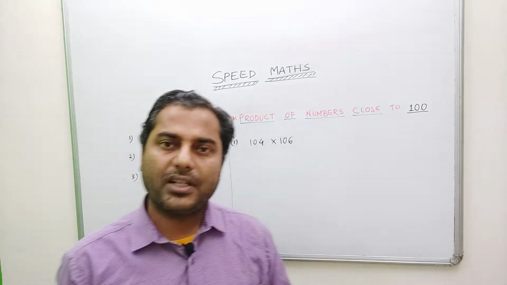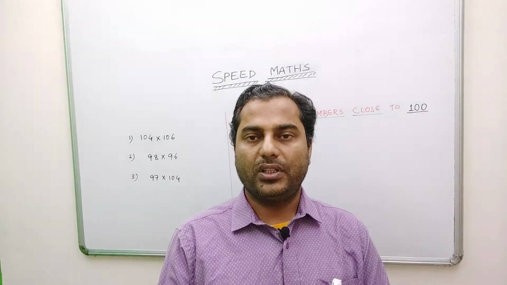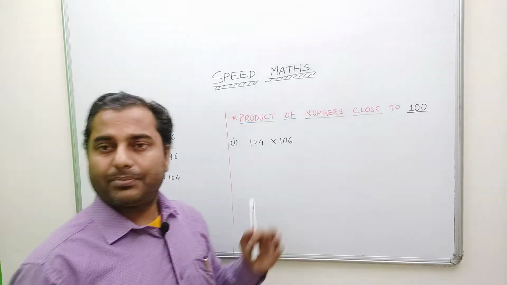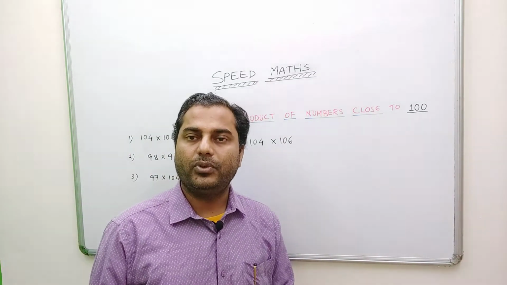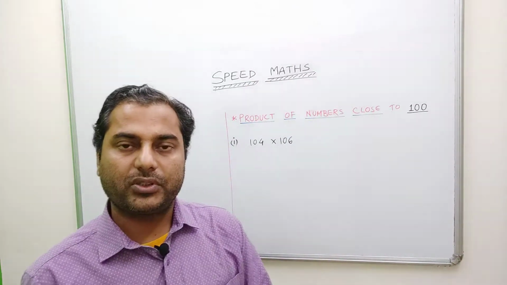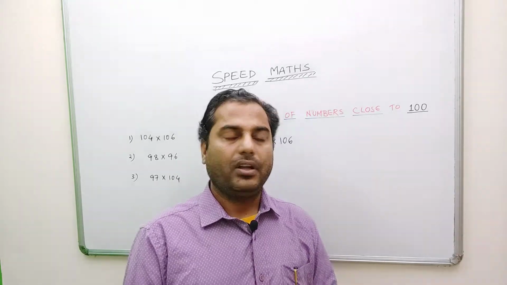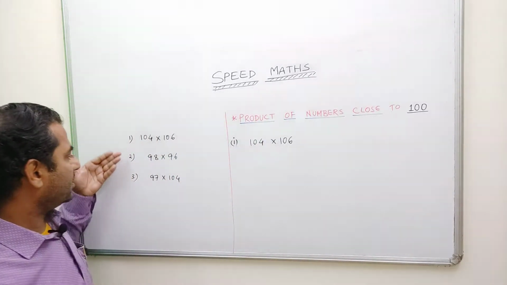Product of two numbers close to 100. So how can we multiply two numbers which are closer to 100? This method will help you in finding the product of two numbers which are close to 100, and I have taken three cases: first, second and third.